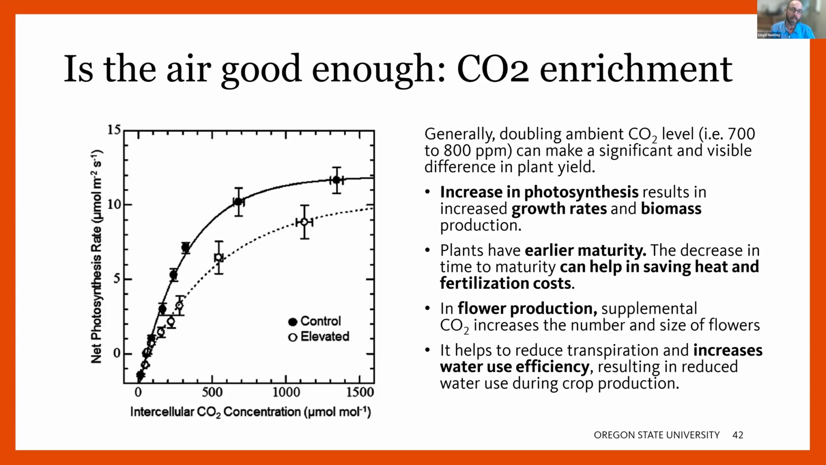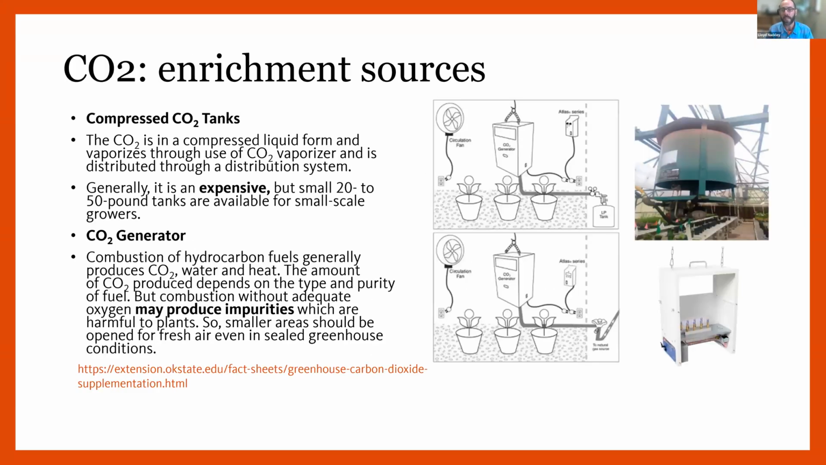So enriching with CO2 generally leads to increased photosynthesis, increased growth rates, so you have earlier maturity, maybe quicker crop turns, increased flower production, and increased water use efficiency. So if you are enriching with carbon dioxide, your plants should be able to uptake their nutrient solution more effectively because they can grow and metabolize more quickly.